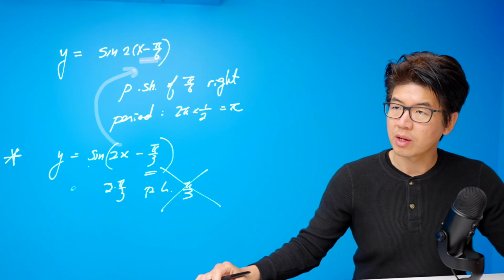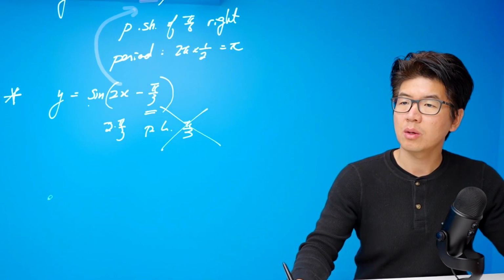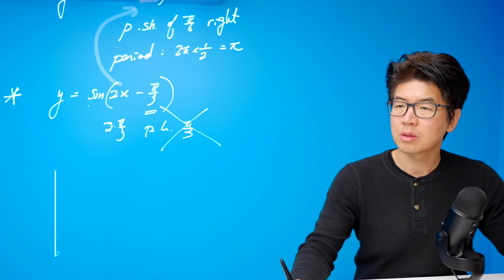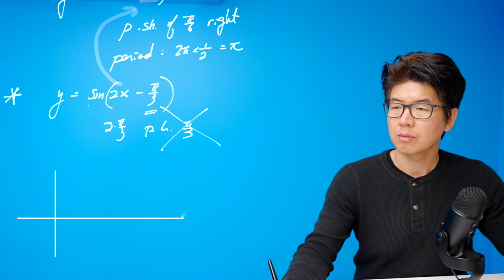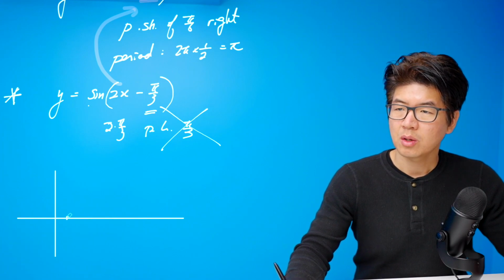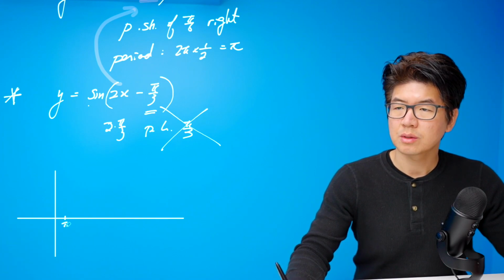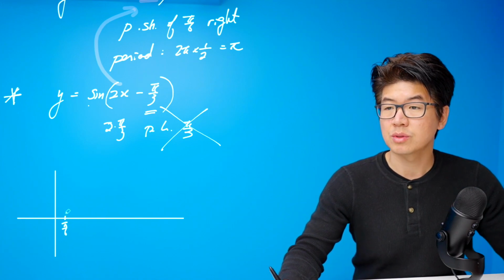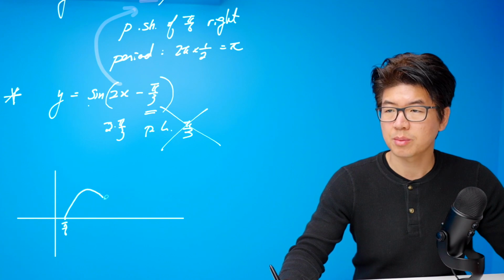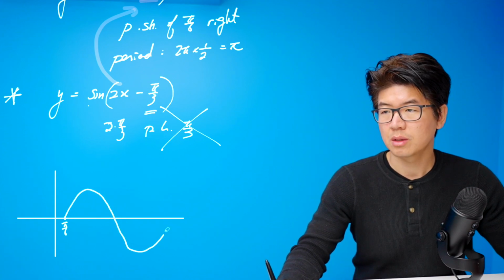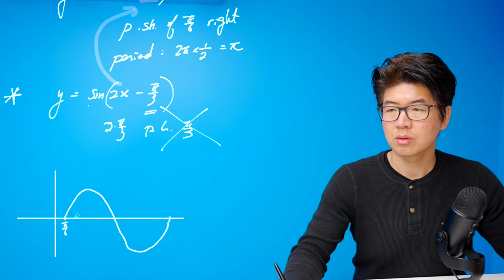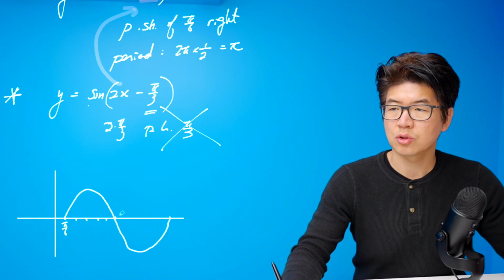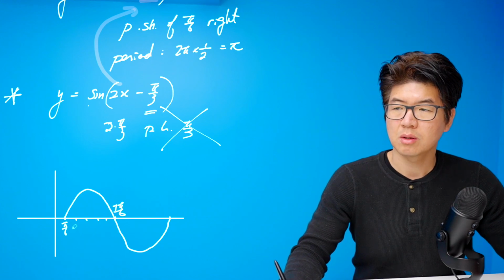Okay, so now let's do the graph. So pi over 6. Pi over 6, that's basically cutting up pi into 6, right? 1 out of 6 parts of the pi. So 1, 2, 3, 4, 5, roughly. This should then be 7 pi over 6, right?